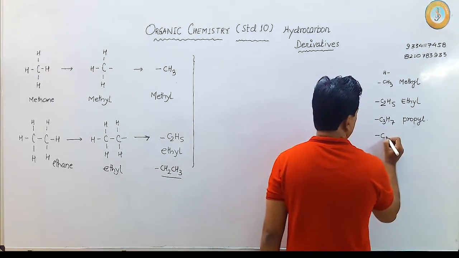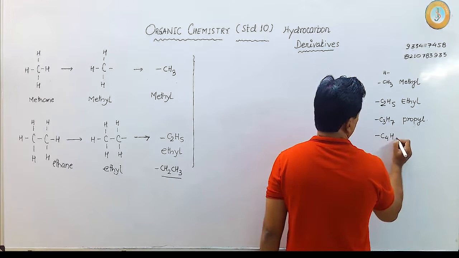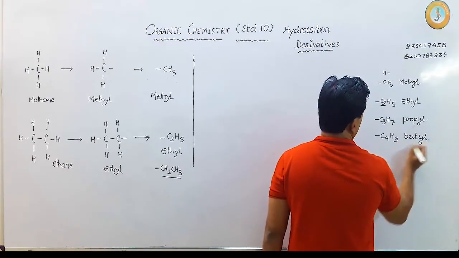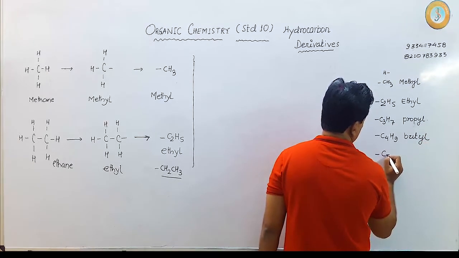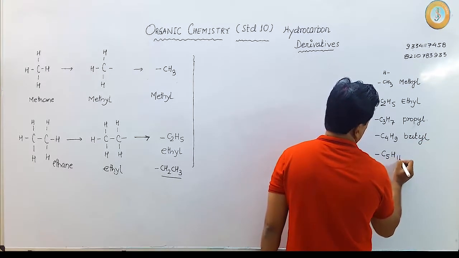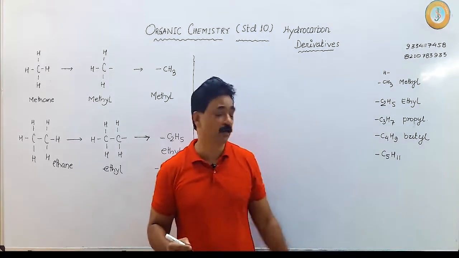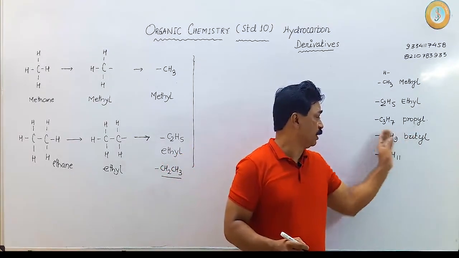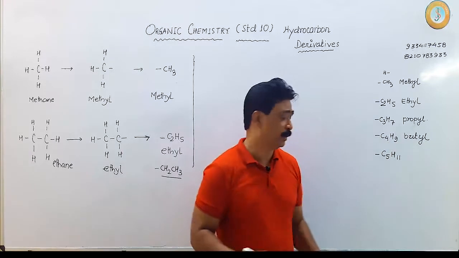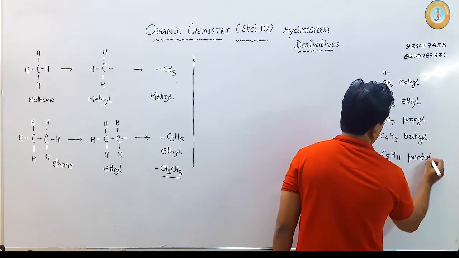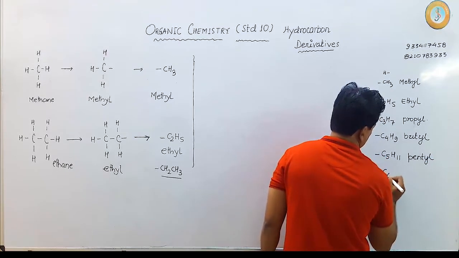So can you name the next one? It comes from butane. So it will be what? Butyl radical. Now carefully have a look. C5H11, it comes from pentane. So what will it be called? Sachin, can you tell me loudly? Butane becomes butyl, pentane will become pentyl. Very good. Can you tell me what is the next one? Hexane will become hexyl.